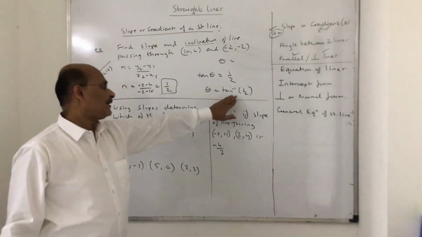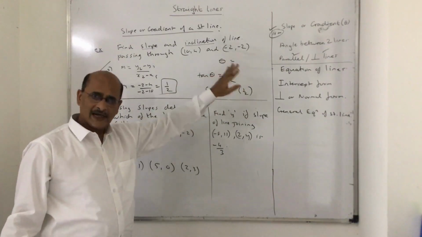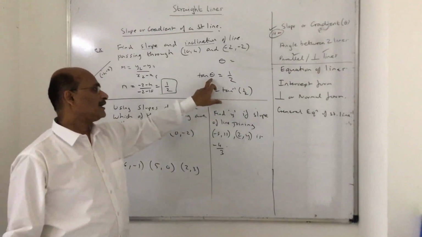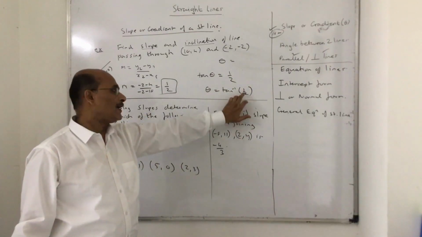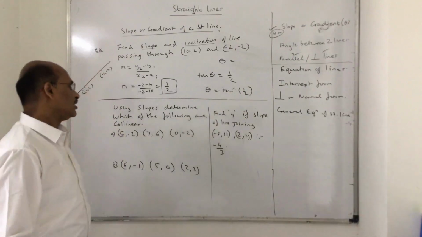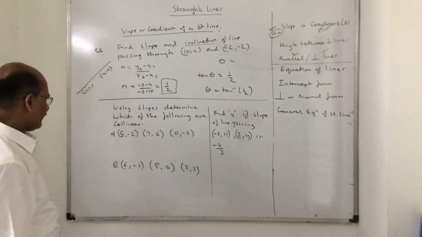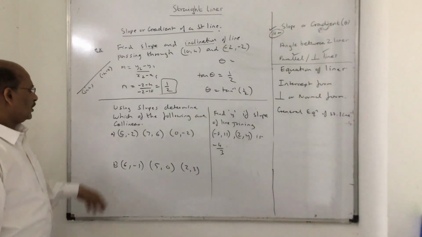If you get a standard value, for example suppose instead of half you get 1, so tan theta is 1. So whose value of tan is 1? 45 degree. So theta automatically becomes 45 degree. But as it's not a standard value, I just keep it as it is, tan inverse half. Now the next one. Now what is the next one? Let us see this part clearly.